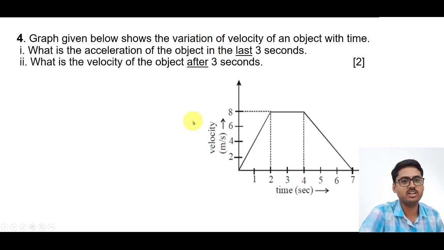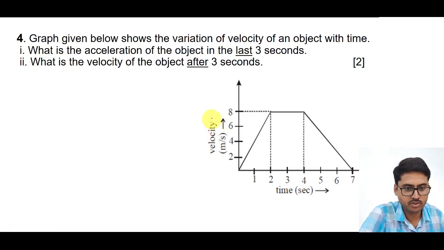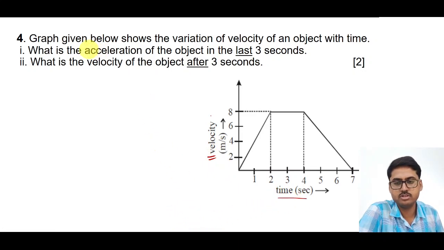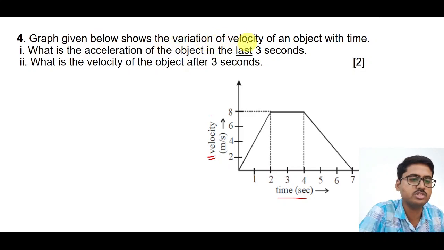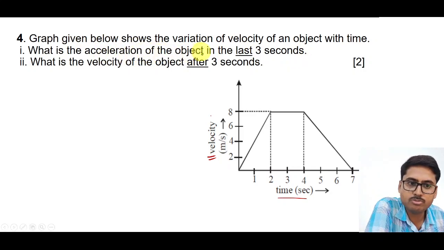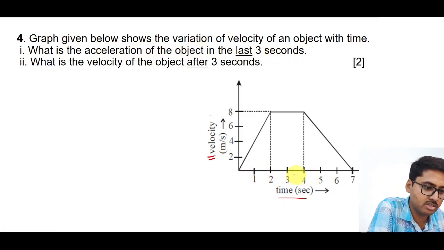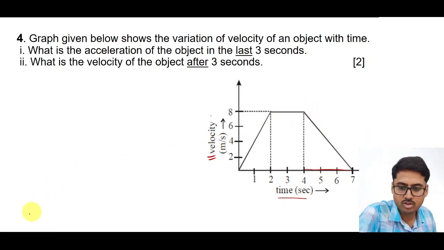It's a question based on a graph, and as you can see here, it is a velocity time graph. The question says the graph given below shows the variation of velocity of an object with time. What is the acceleration of the object in the last 3 seconds, means 7? Okay, this is the last 3 seconds. We are supposed to find the acceleration of the object.